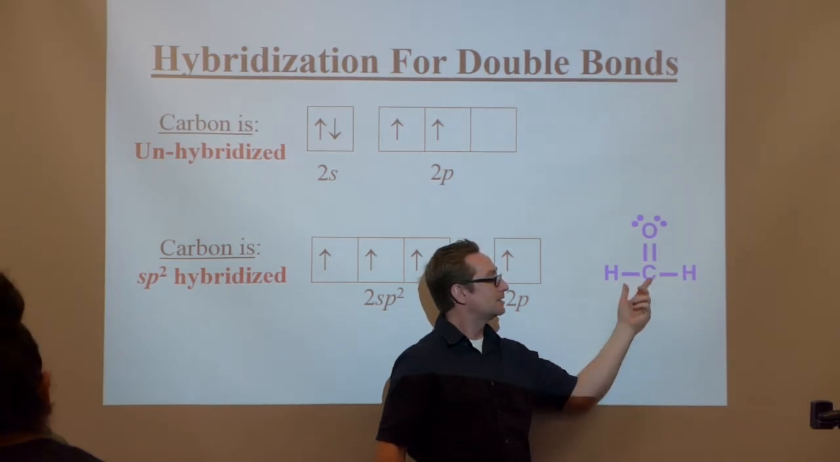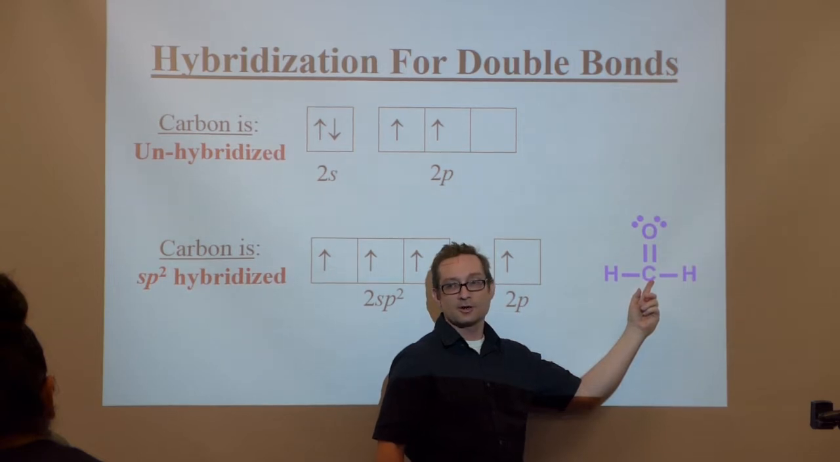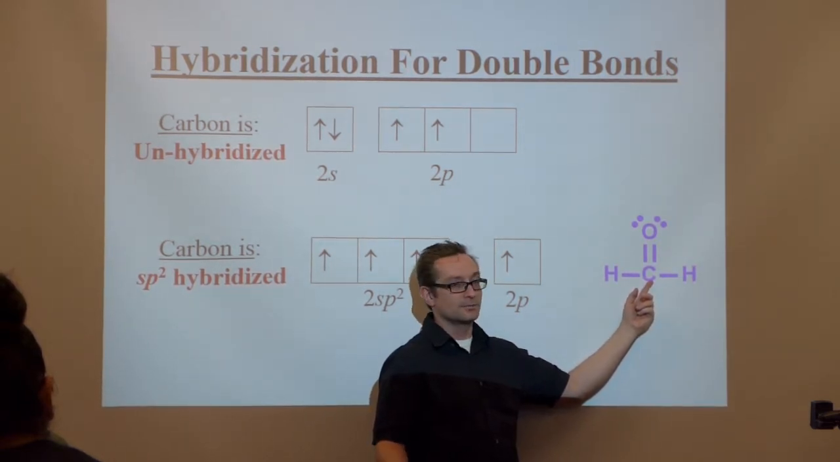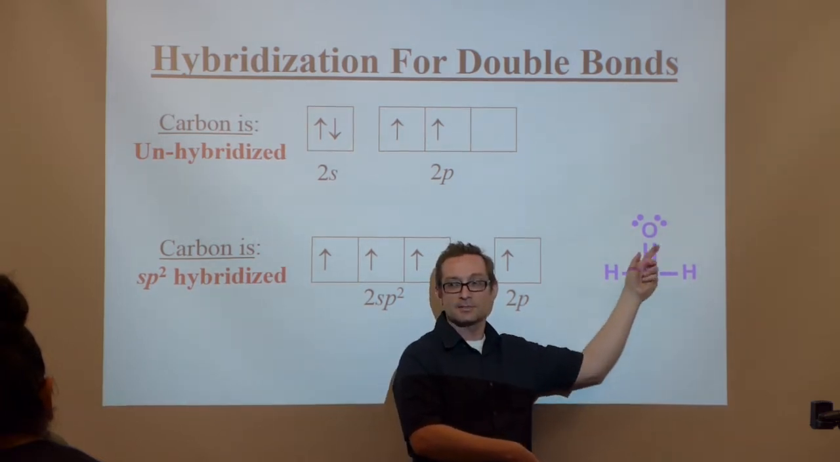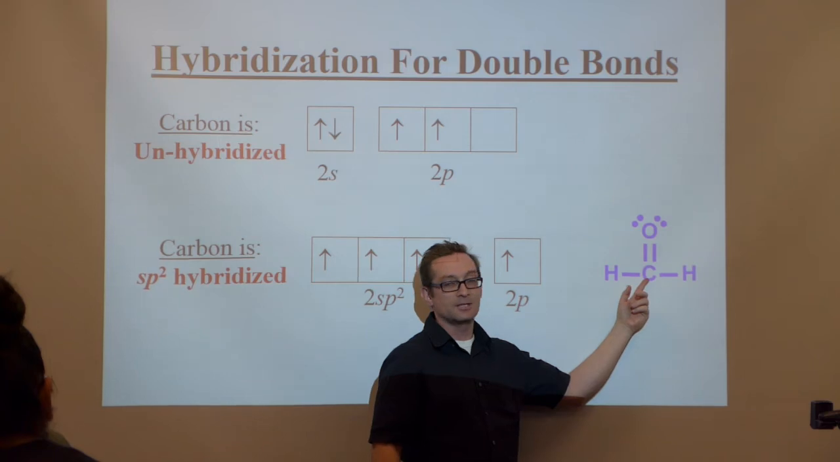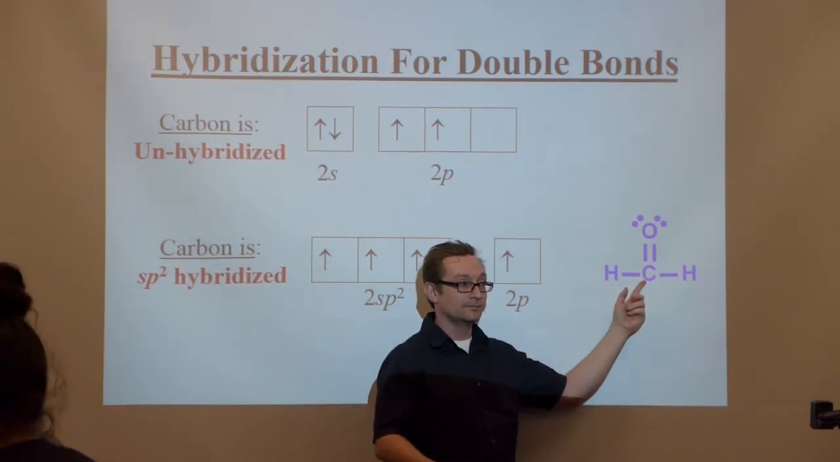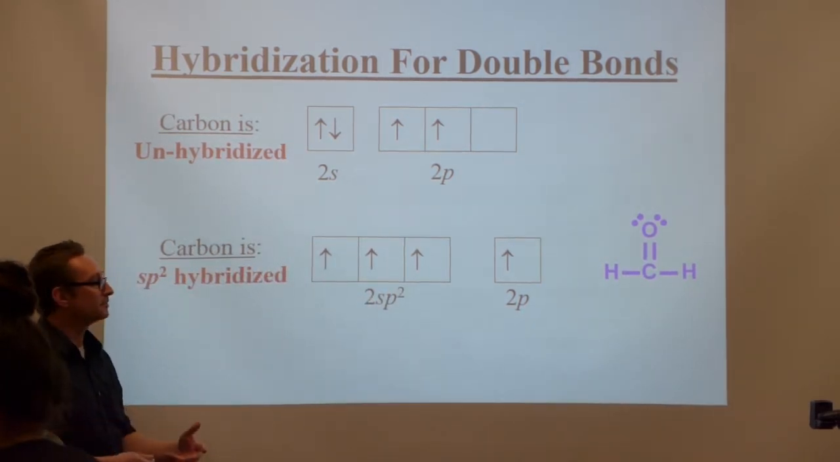Steric number is 3 bonded atoms, 0 lone pairs on the carbon. This is a steric number of 3, right? 3 bonded atoms, no lone pairs. What is the shape going to be? It's going to be a trigonal plane. Can we draw a bonding model to illustrate that shape?